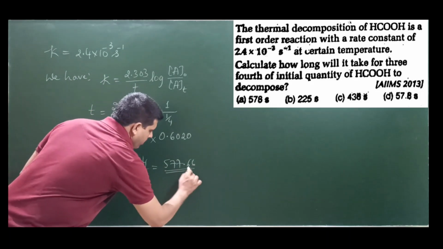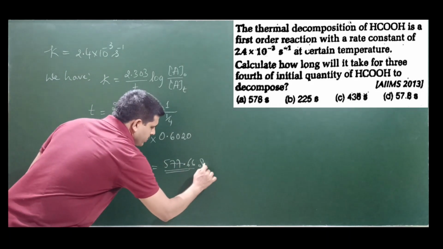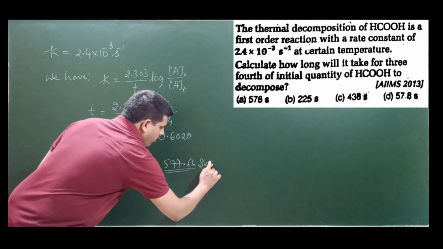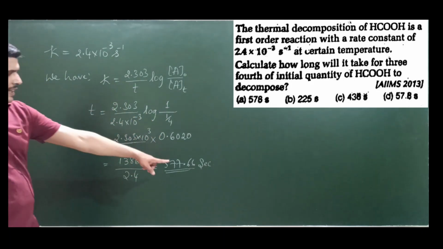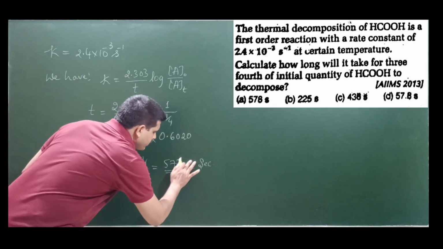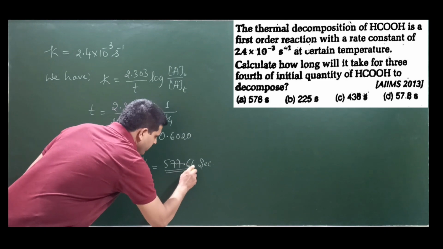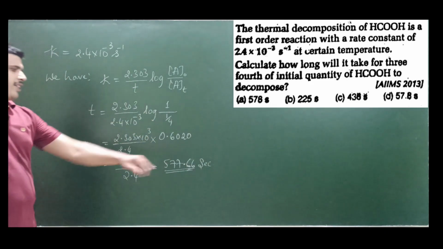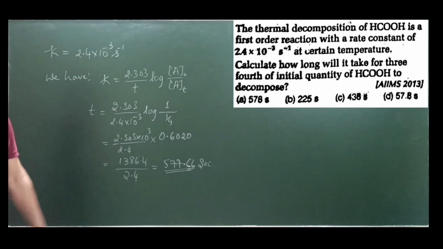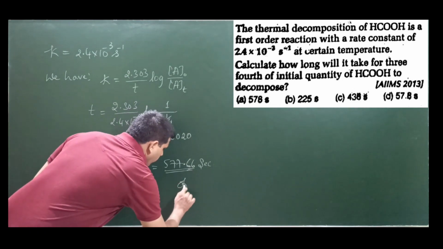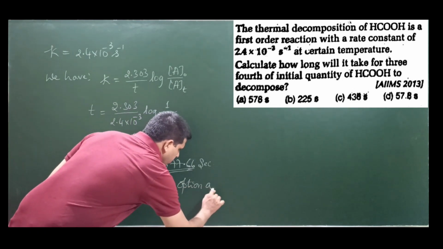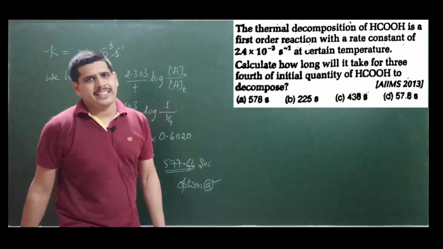Second inverse, so here it is seconds. Fine. So 578 approximately. Hope you can read this decimal after decimal point 66. So 578 second is the right option there, and the right option as a result is option A. Hope this can be solved with ease. That's it.